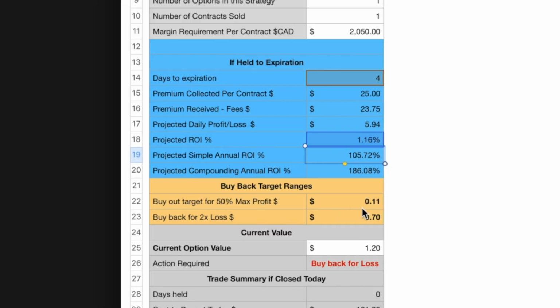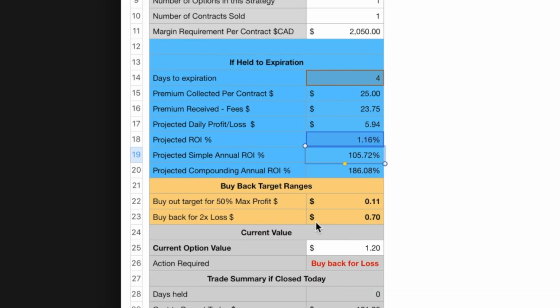So that price would be 11 cents. It's about half, it's just less than half in most cases. And then the buyback for 2 times the max loss, and that's 70 cents.